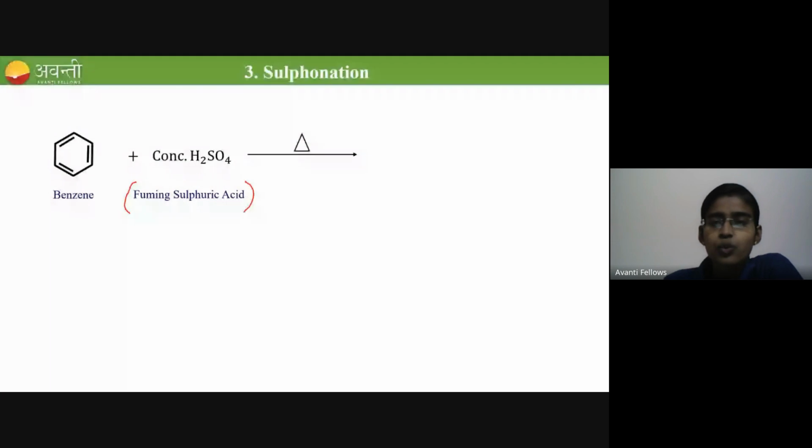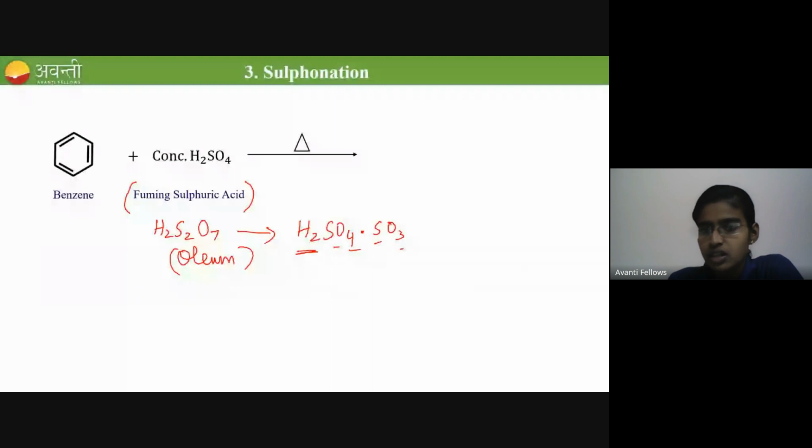Now, this sulfuric acid, if you see, is called fuming sulfuric acid. So, why is it called fuming sulfuric acid? We are getting this H2SO4 from H2S2O7, which is called oleum. This is present as H2SO4 dot SO3, H2S2O7. Got it? Now, this sulfur trioxide is a gas, right? So, it will produce the fumes.